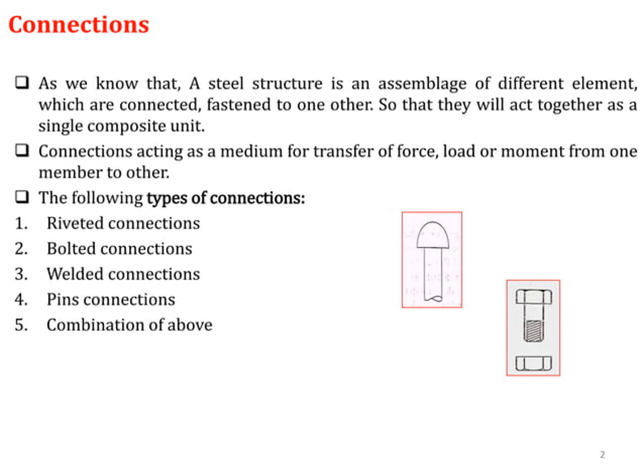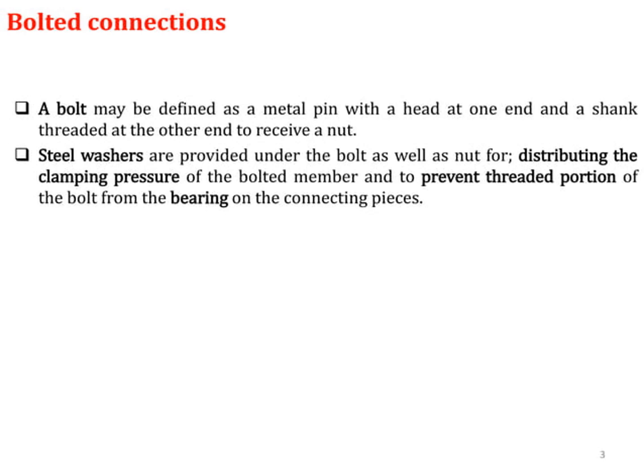The following types of connection are: rivet connection, bolted connection, welded connection, pin connection, and connection of webs. First one is bolted connection.